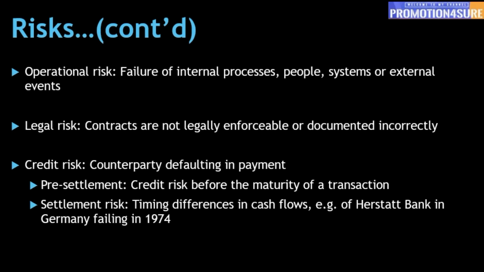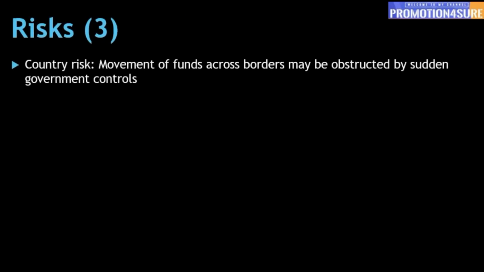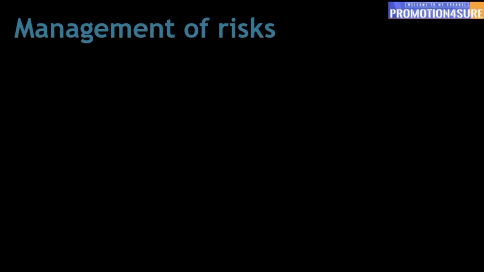Now, credit risk is of two types: pre-settlement risk, which is credit risk before the maturity of the transaction, and settlement risk, which is timing differences in cash flows. Example, Herstatt Bank in Germany failing in 1974. Now, what is country risk? Movement of funds across borders may be obstructed by sudden government controls. Interest rate risk or gap risk arises out of adverse movement of interest rate a bank faces on its currency swaps, forward contracts, or other interest rate derivatives.